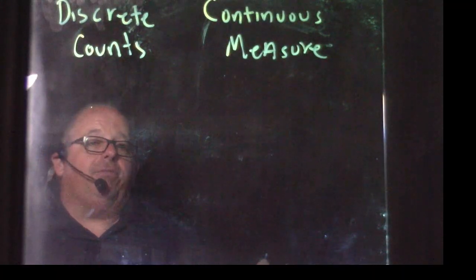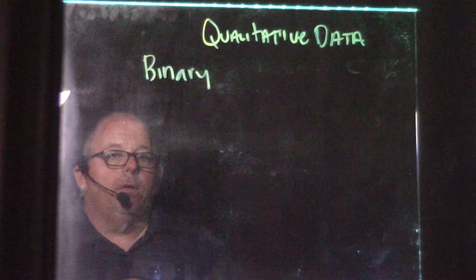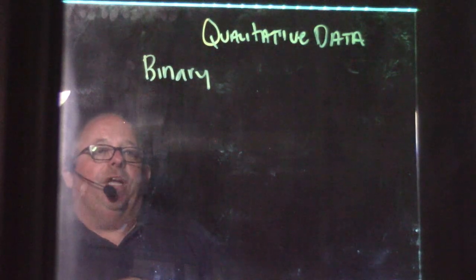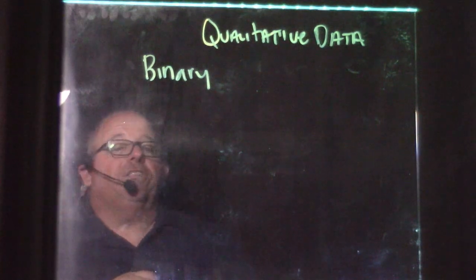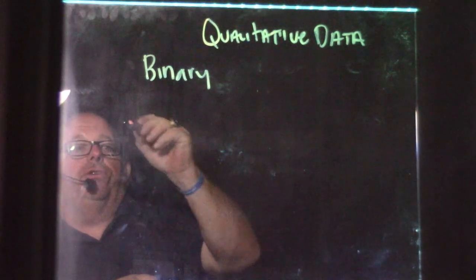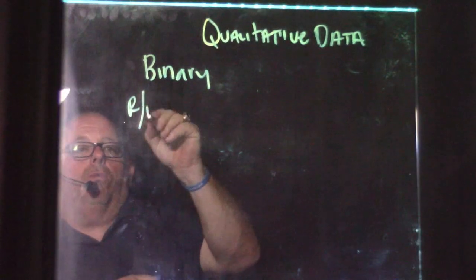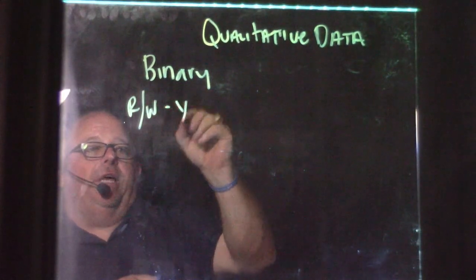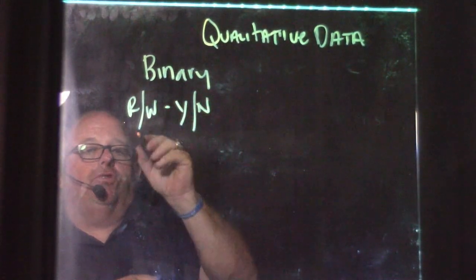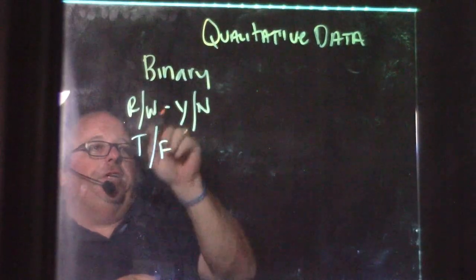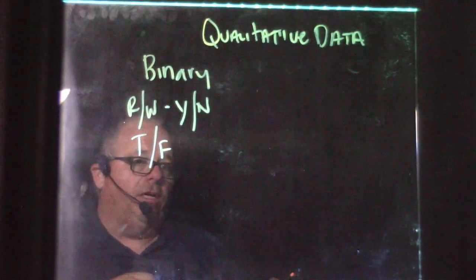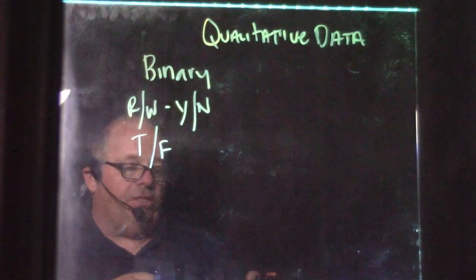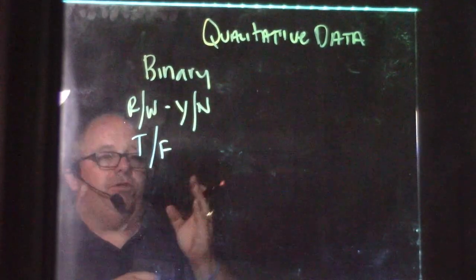There are 3 types of qualitative data. The first one is binary data, where we place things in one of 2 mutually exclusive categories. We could do right, wrong, yes, no, true, false. Independent, you're either right or you're wrong, yes or no. There are no maybes, in other words. It's only 2 categories. You can only be placed in one of them, but there are 2 categories.